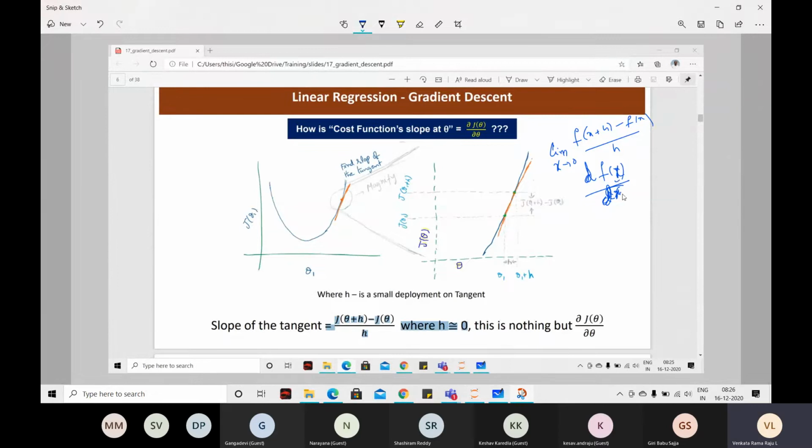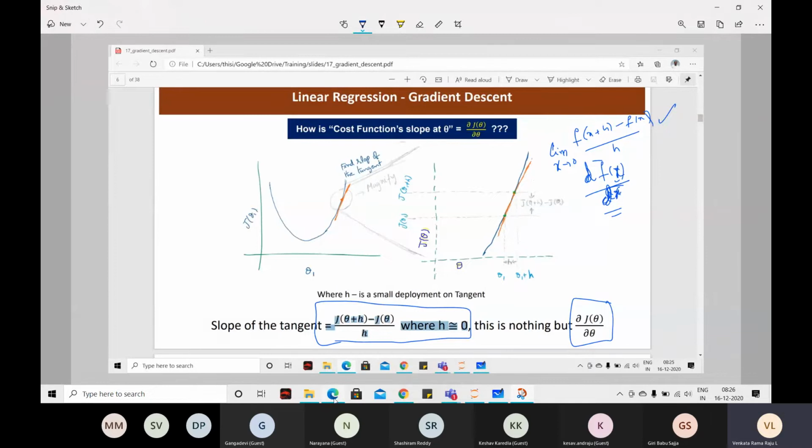So this is the calculus you need to know for total AI. The calculus you need to know is limit h tends to 0, f of x plus h minus f of x by h, which is the derivative of the cost function. So when I try to calculate the slope of the tangent, the formula actually is the derivative of the cost function with respect to theta. That's where I am calculating the derivative. That's why, to calculate slope, I am calculating the derivative.